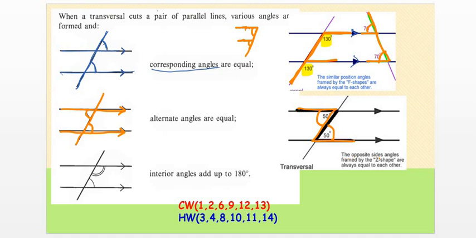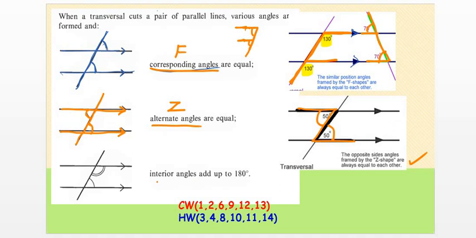And you can say the opposite side angles framed by the Z shape are always equal to each other. So it means for the alternate angles we can keep the letter Z in our mind, and for the corresponding angles we can keep the capital letter F in our mind.